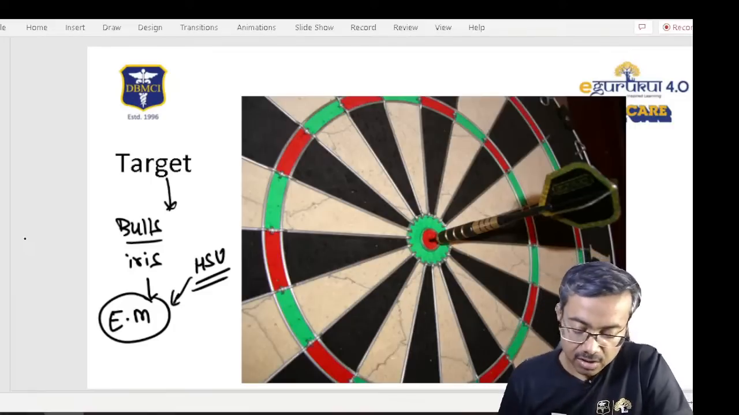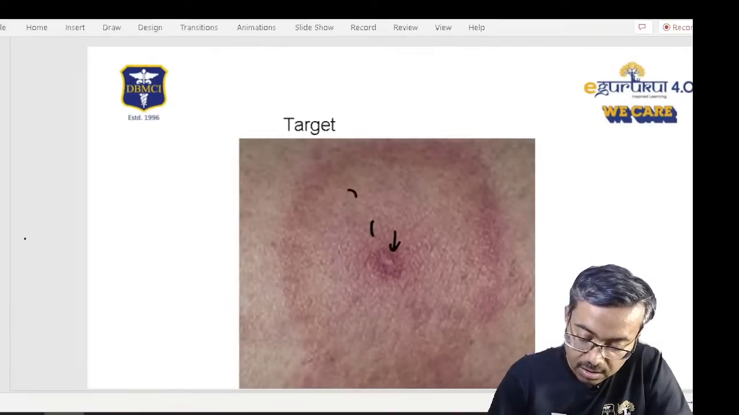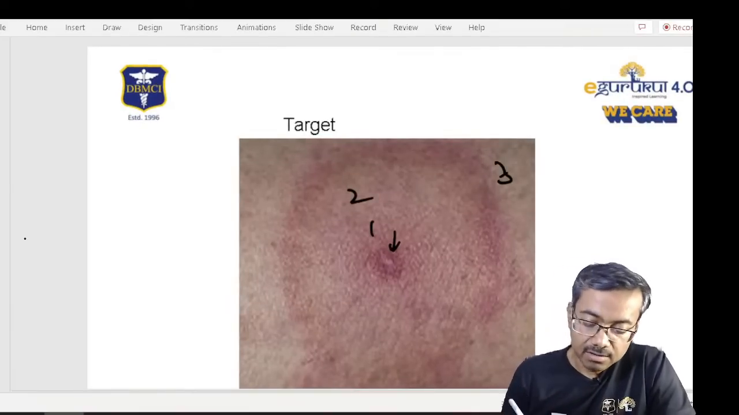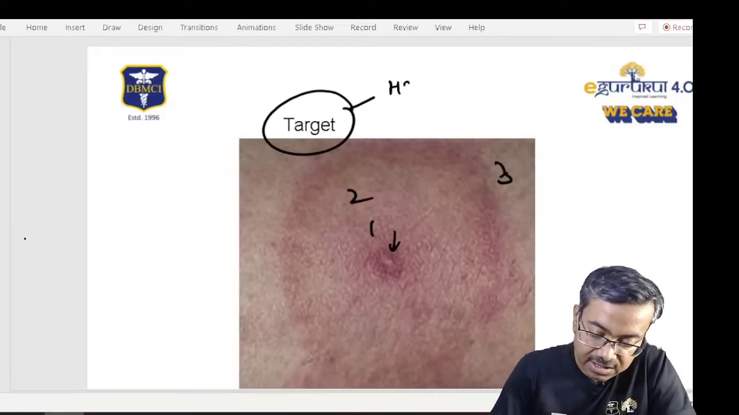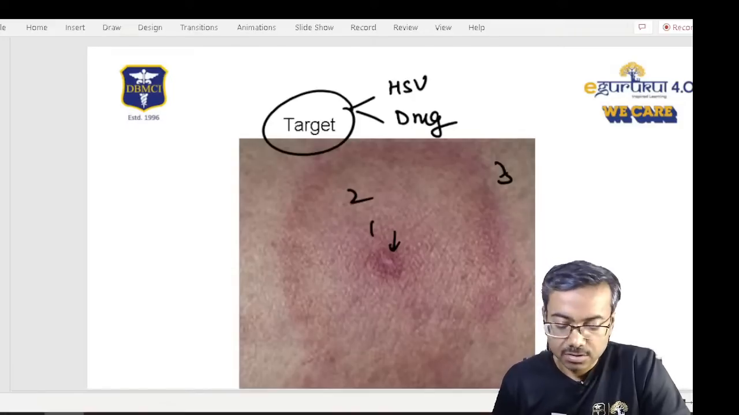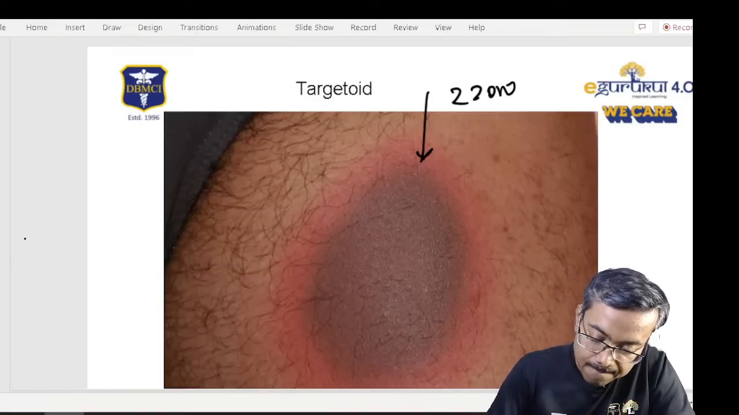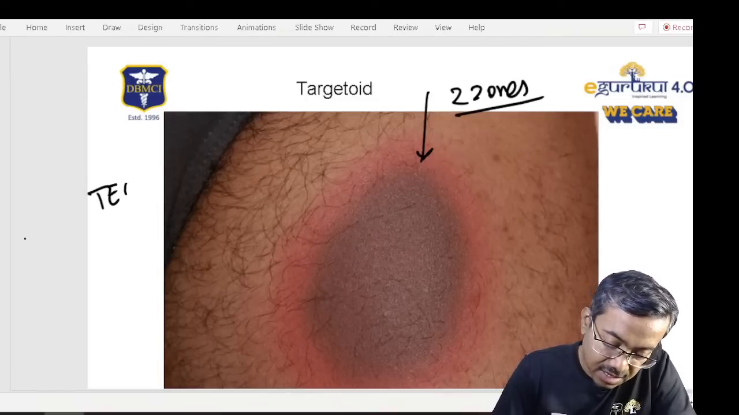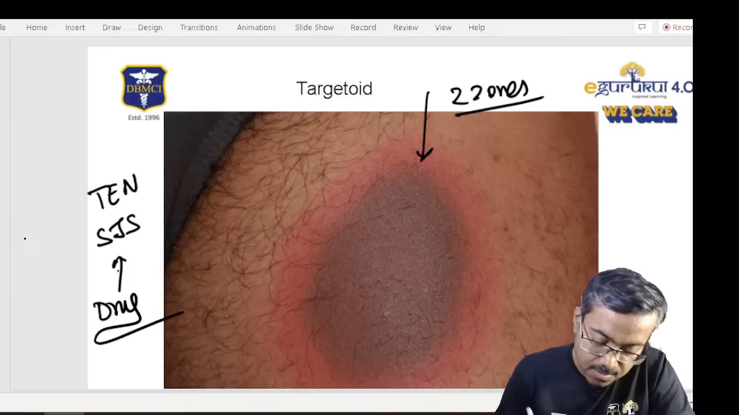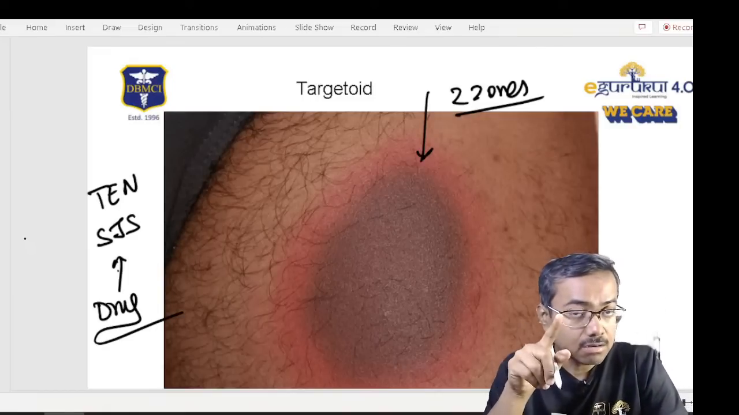This is a target lesion. Target lesions usually have three zones: 1, 2 and 3. Okay, got it? A target lesion usually has an HSV history, or sometimes even a drug history mentioned. Now this is targetoid. Can you see two zones? That is seen in toxic epidermal necrolysis or Stevens-Johnson syndrome, typically a drug rash. So target would be herpes, targetoid would be TEN and Stevens-Johnson.